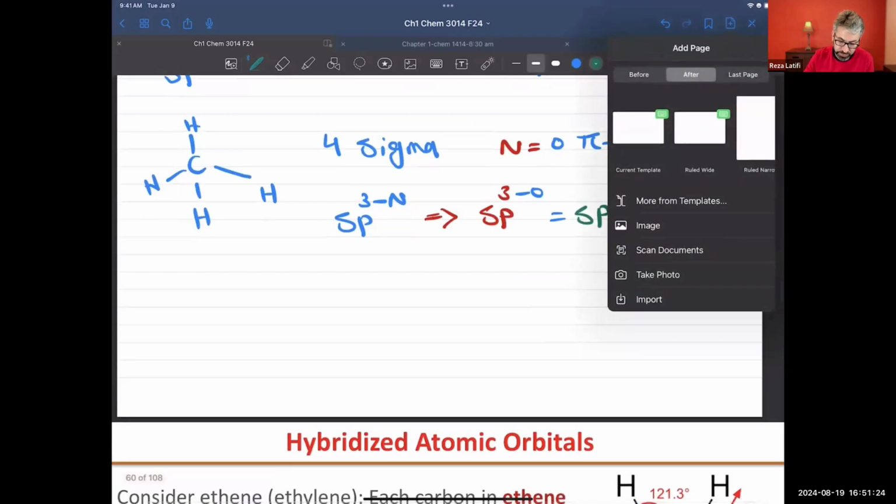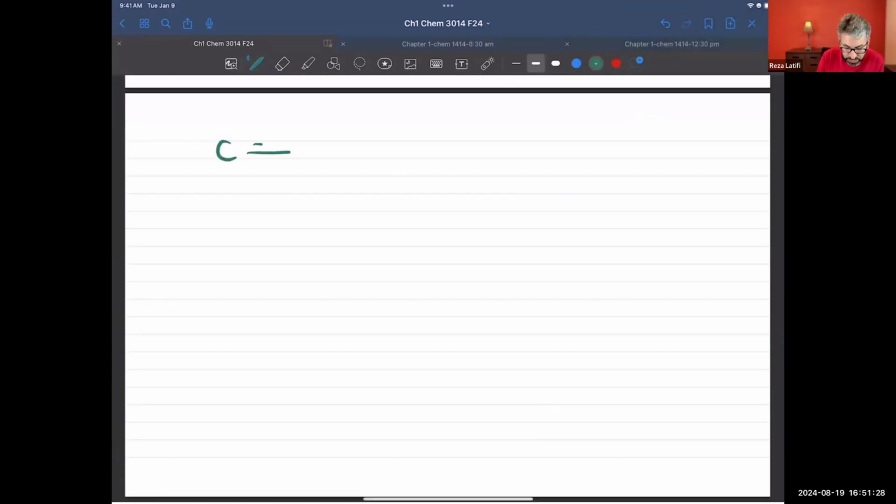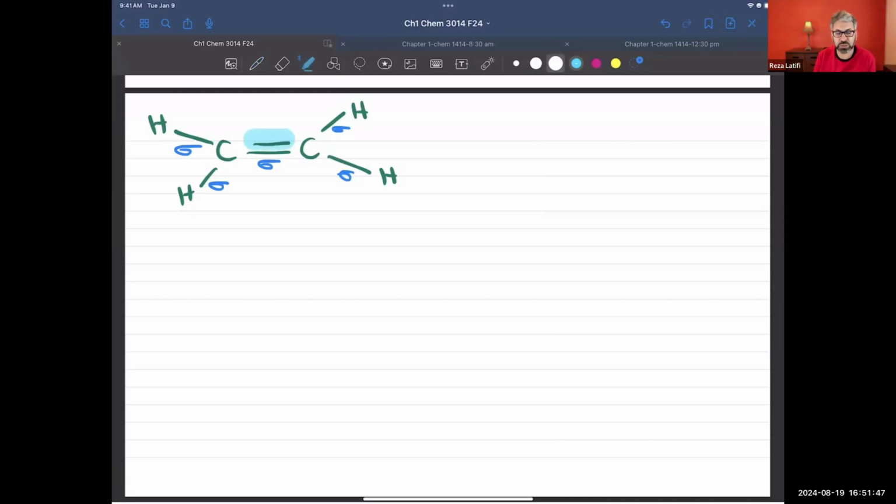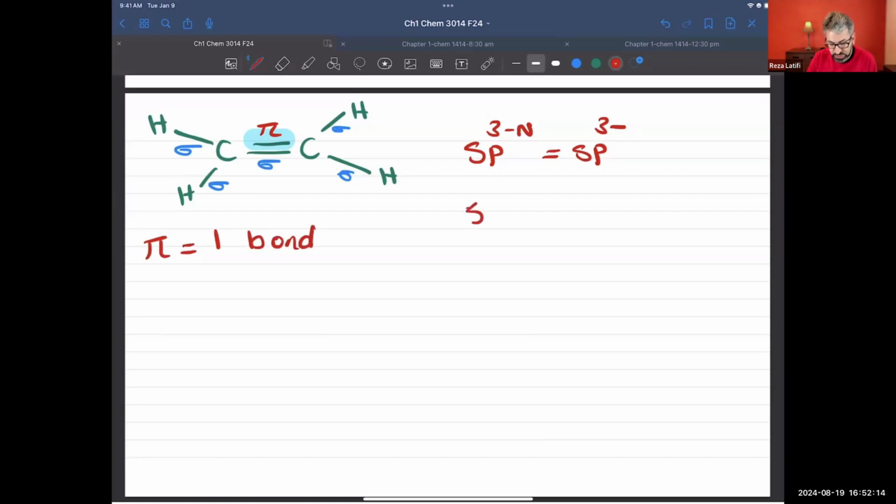How about these two molecules? You have carbon attached to another carbon. Sigma, sigma, sigma, sigma, sigma. The first bond is always going to be sigma, always. Now if you have a double bond or triple bond, the second and third will be pi bonds. So now that's going to be a pi bond. How do I get the hybridization for it? For any carbon, you will say sp3 minus n. How many pi bonds do we have? We have 1 pi bond. So the hybridization will be sp3 minus 1, which is sp2.